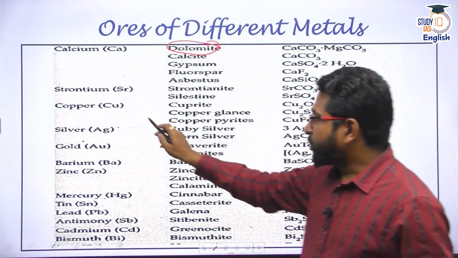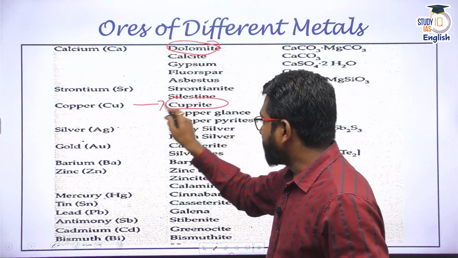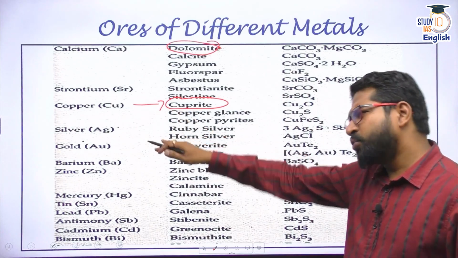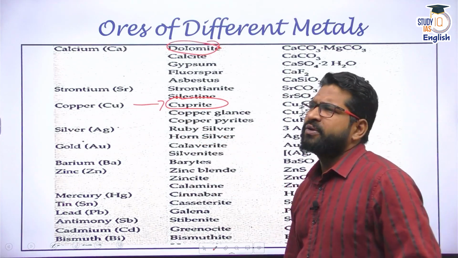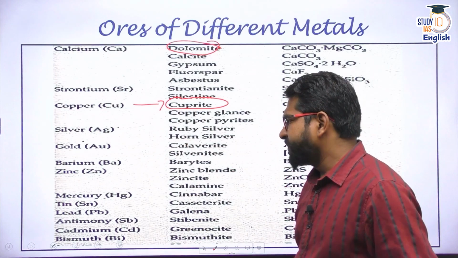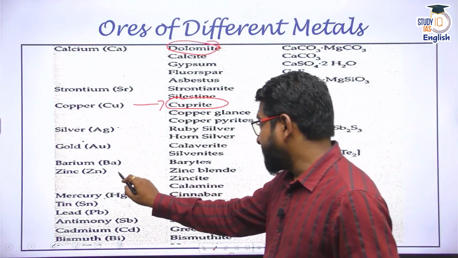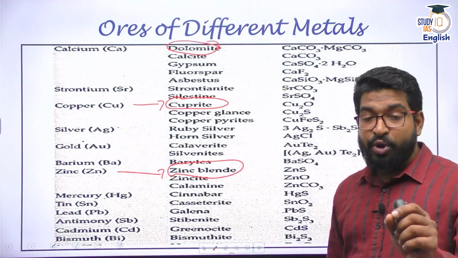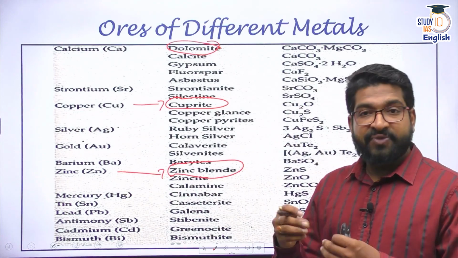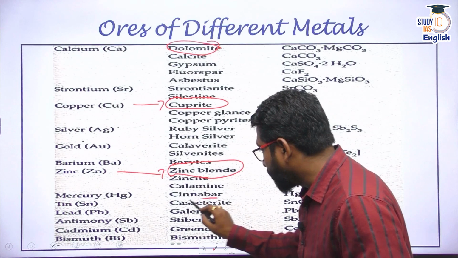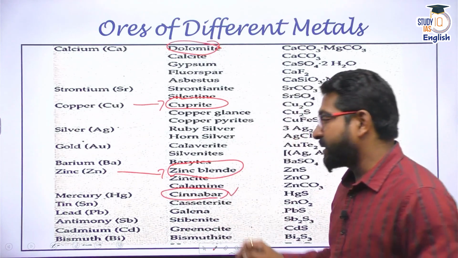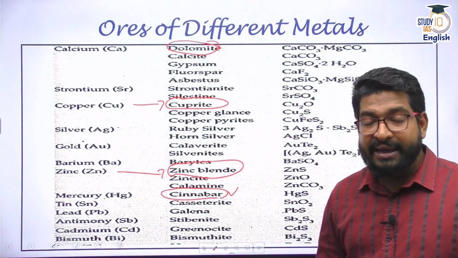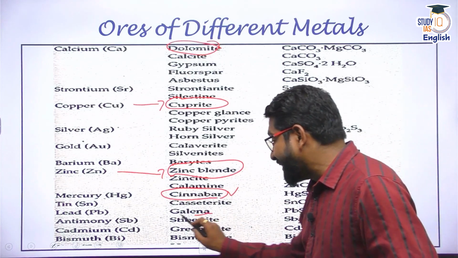Other important ones are copper. You have an important ore of copper, which is cuprite. Silver and gold can also be found in ore forms, different ores. But for zinc, you have zinc blende. Please remember this, zinc blende is its ore. For mercury, very important, mercury can also be found in ore form, and its ore is called cinnabar. Lead can be exploited from an ore called galena.